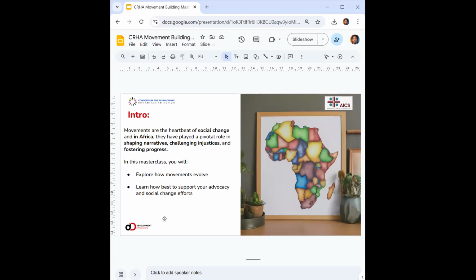And as we speak about the African context, it's really helping us to reshape narratives that have existed, narratives that have been predisposing us to a negative perspective. It's helping us to challenge some of the injustices that are happening in our society, and already creating a space for us to foster what the next step or progress might look like.